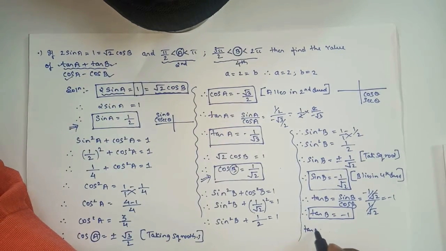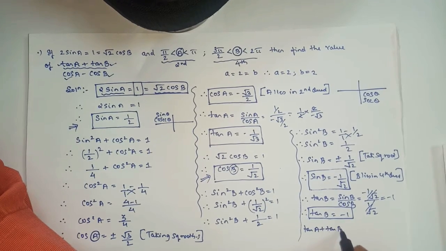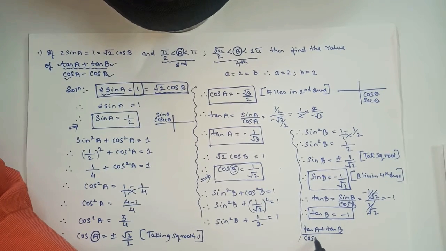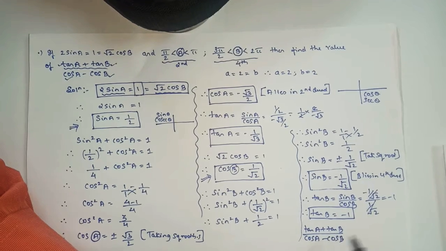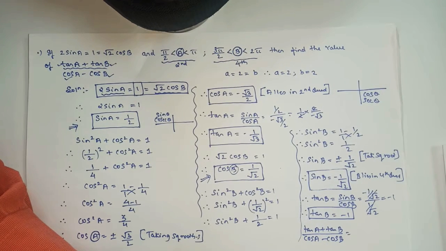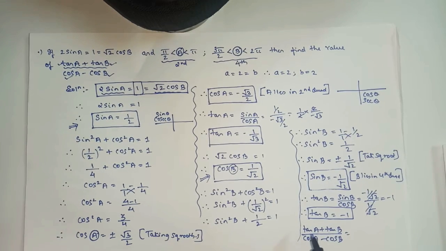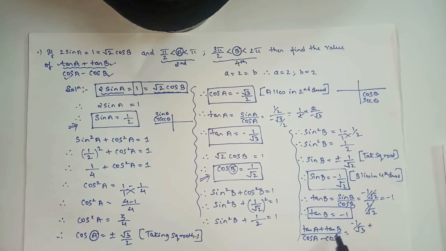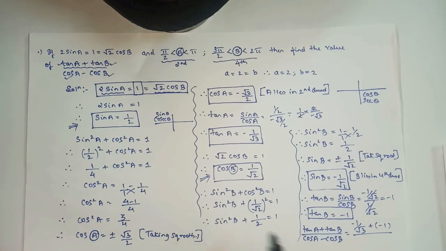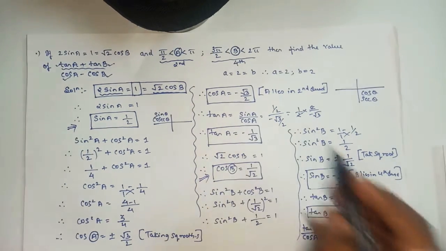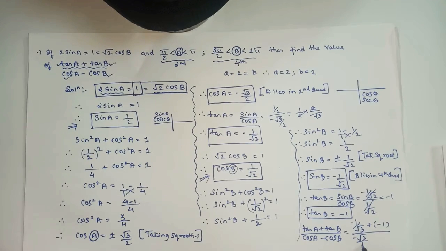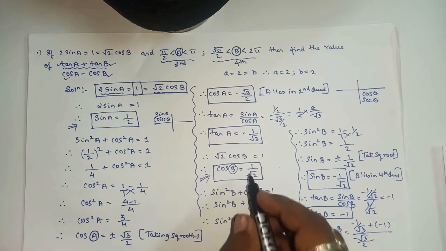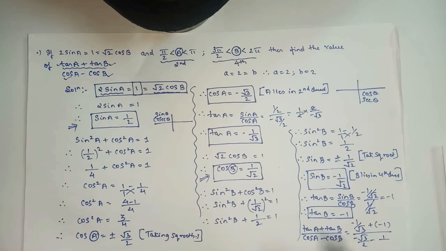So we'll write tan A plus tan B upon cos A minus cos B. Yes or no? Simply substitute the values, you will get the answer. Tan A is minus 1 upon root 3, plus tan B, it is minus 1, upon cos A. Cos A is minus root 3 upon 2, minus cos B, that is 1 upon root 2.